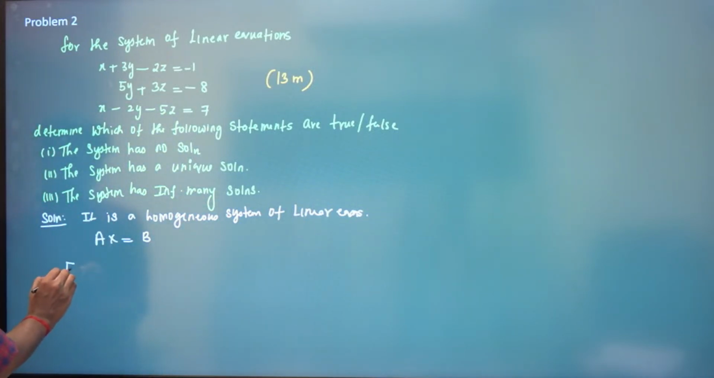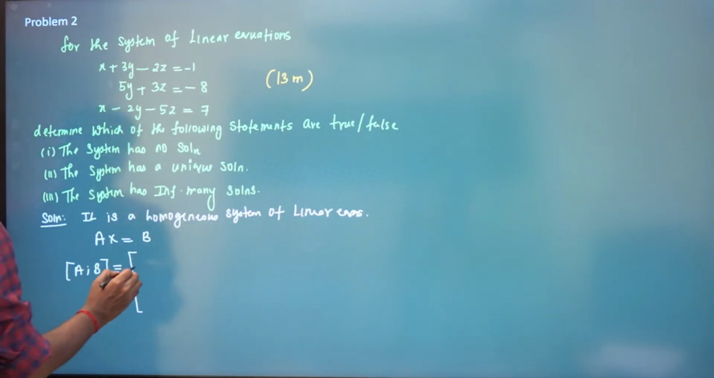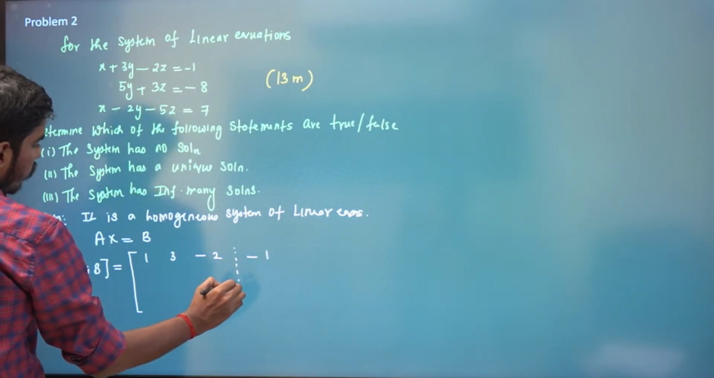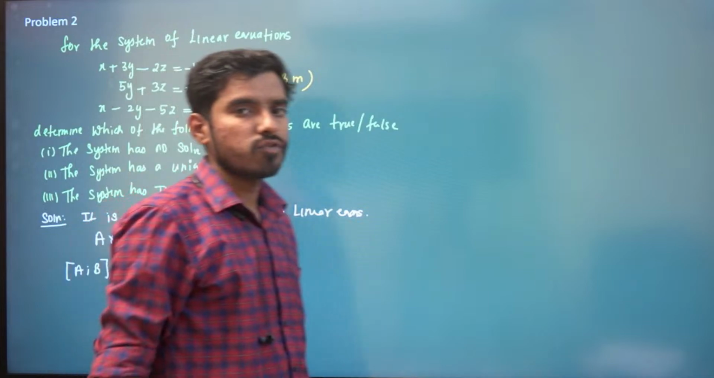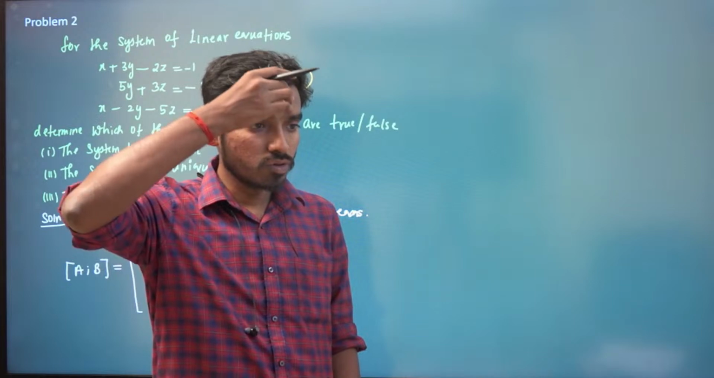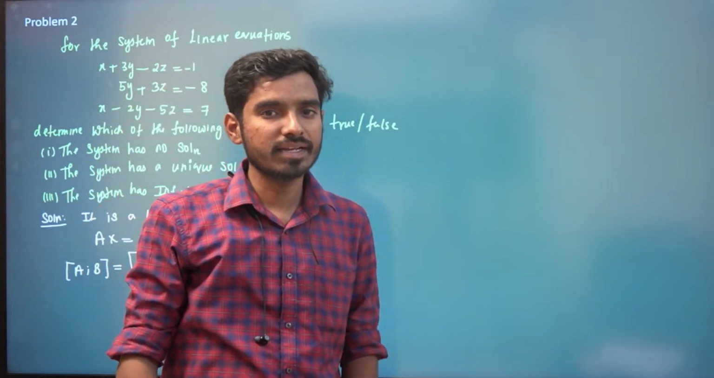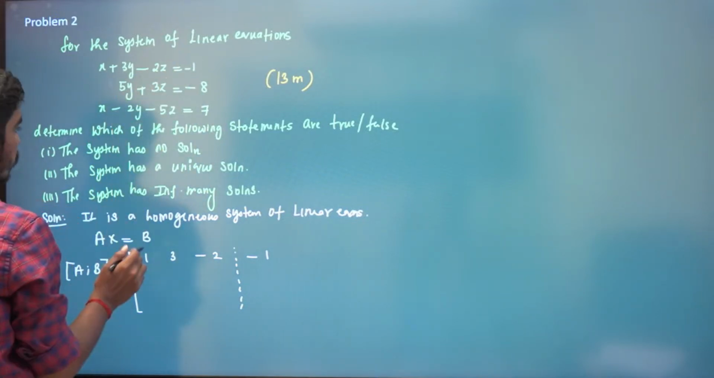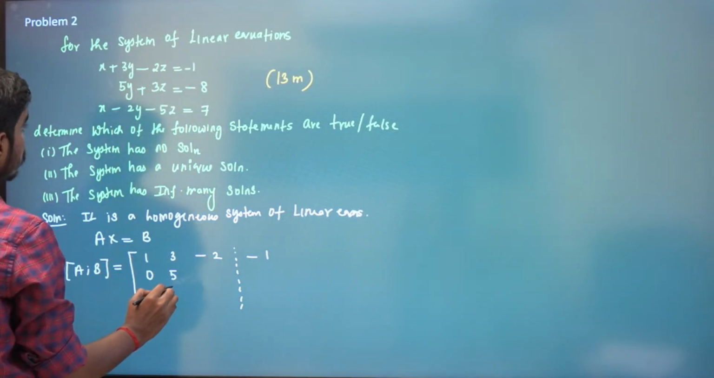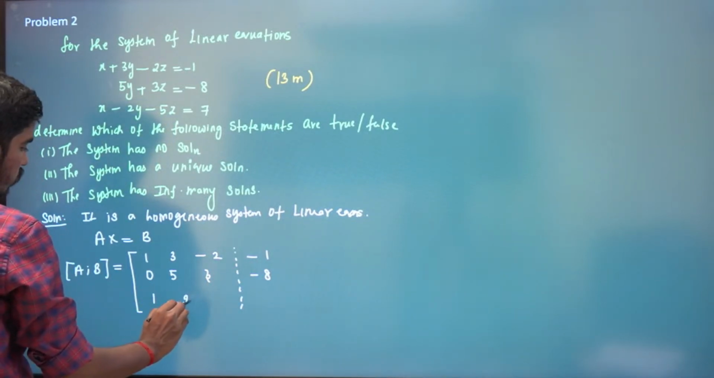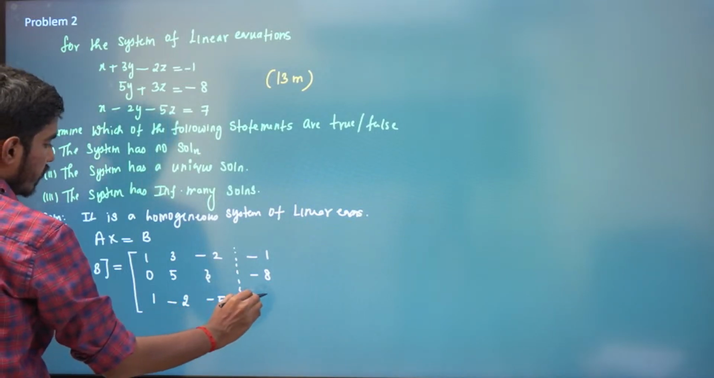So first what we'll do is we will form the augmented matrix. So write the augmented matrix. Augmented matrix is 1, 3, minus 2, minus 1. I hope everyone knows how to solve a system of homogeneous as well as non-homogeneous systems of linear equations, right? If you don't know, just go to the playlist. You will refer to the linear algebra section. Now A comma B: 1, 3, minus 2, minus 1, and then we have 0, 5, 3, and minus 8. Then we have 1, minus 2, minus 5, 7.